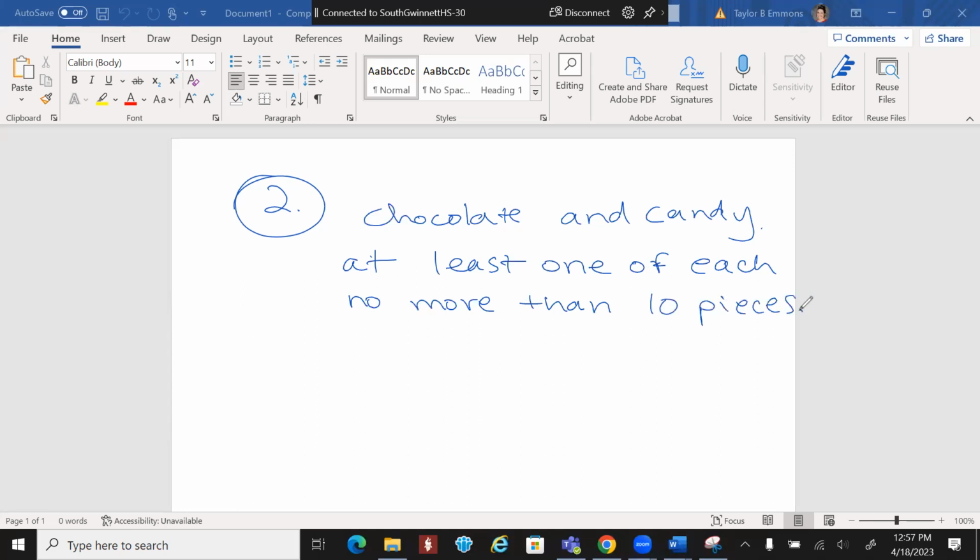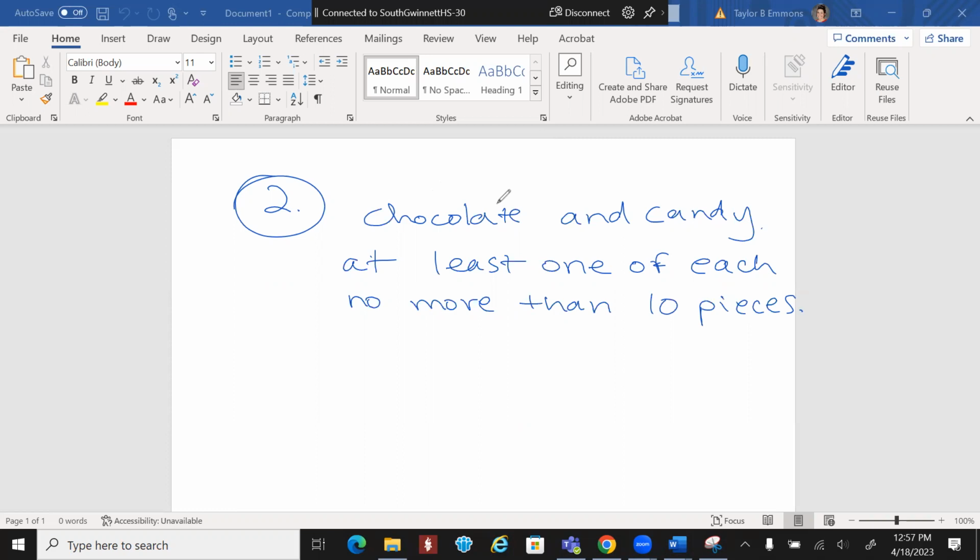Okay, so I'm at the store. I got chocolate and candy. She says I gotta grab at least one of each, but I can't have more than 10. I don't know why my mother would make me go eat chocolate and candy, but that's okay. Okay. Could be less than that, right?